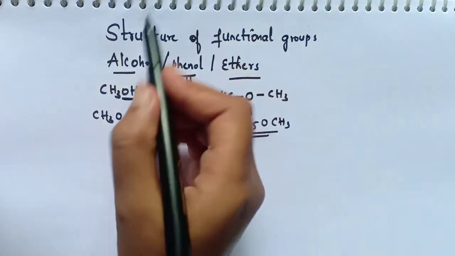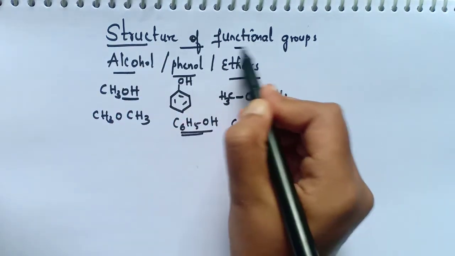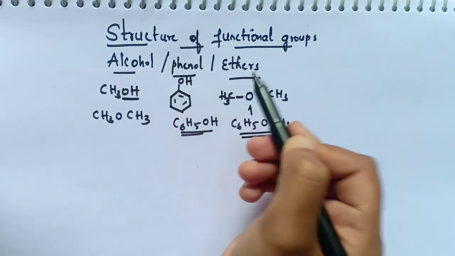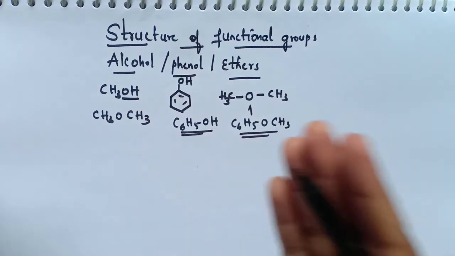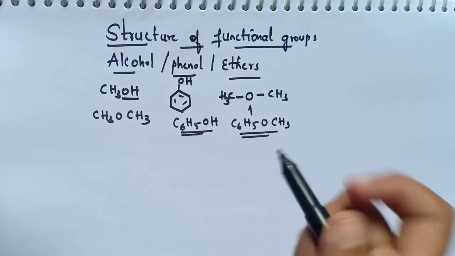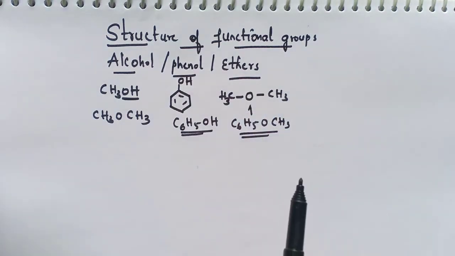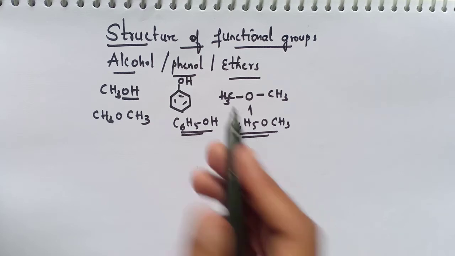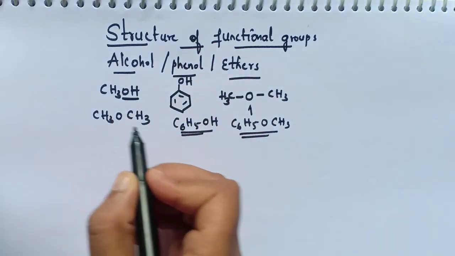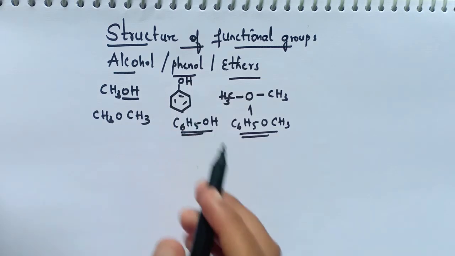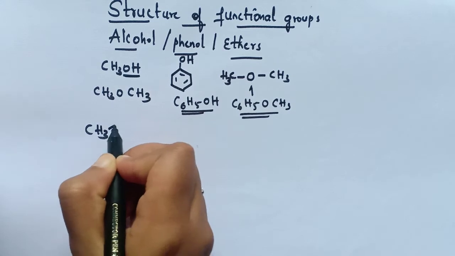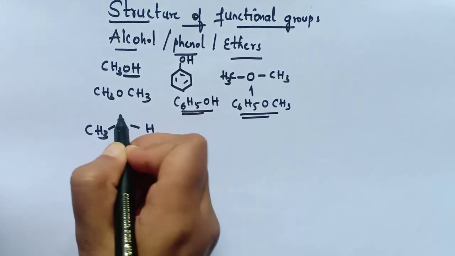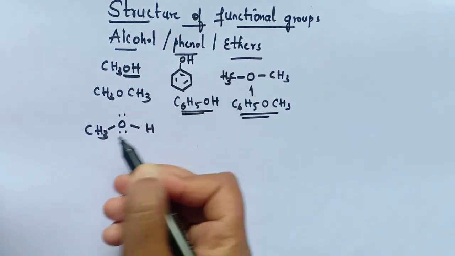Now coming to the main topic, that is the structure of functional groups in alcohols, phenols and ethers. Now we are going to study the bond angle differences in alcohols, phenols and ethers. So let's start with this topic. Now coming to the first thing, that is alcohol. Here in the alcohol, I will write the structure like this for my convenience. This is the alcohol.